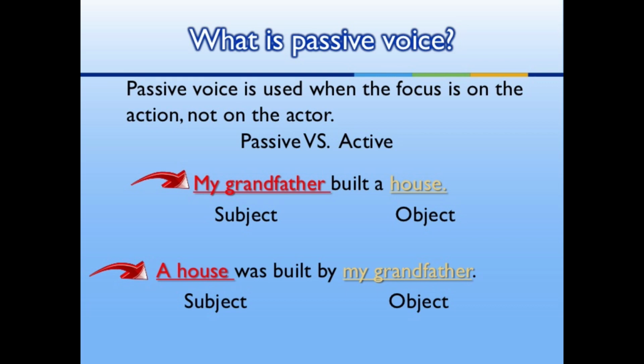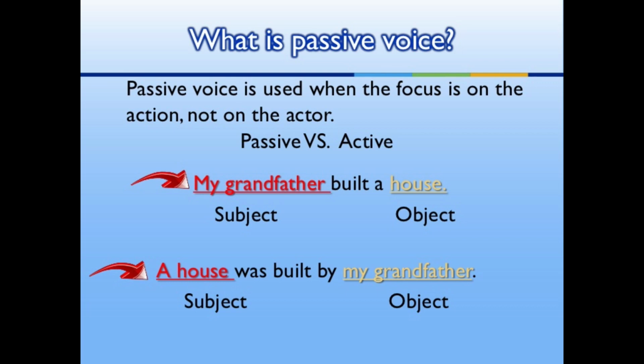Who is the maker of the house? Grandfather. That's why grandfather is the subject. Grandfather is a subject. And house is the object. Who made the house? Grandfather. Grandfather and house, it has a connection.